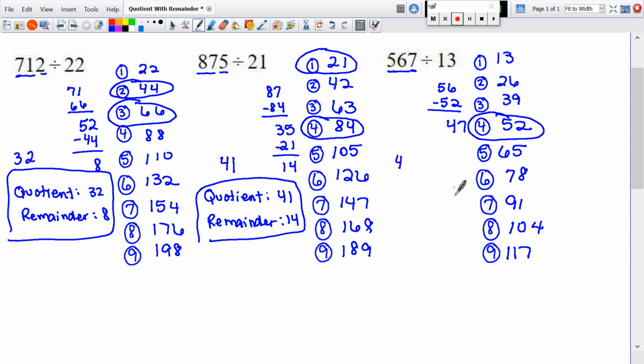So now we're looking for 47. Well, the biggest number without going over is 39. The circled number goes beside your other circled number. The 39 gets subtracted from what you were looking for, and 47 take away 39 is 8. So that's a remainder because we don't have any more numbers to add to that. So the quotient is 43, and the remainder is 8.